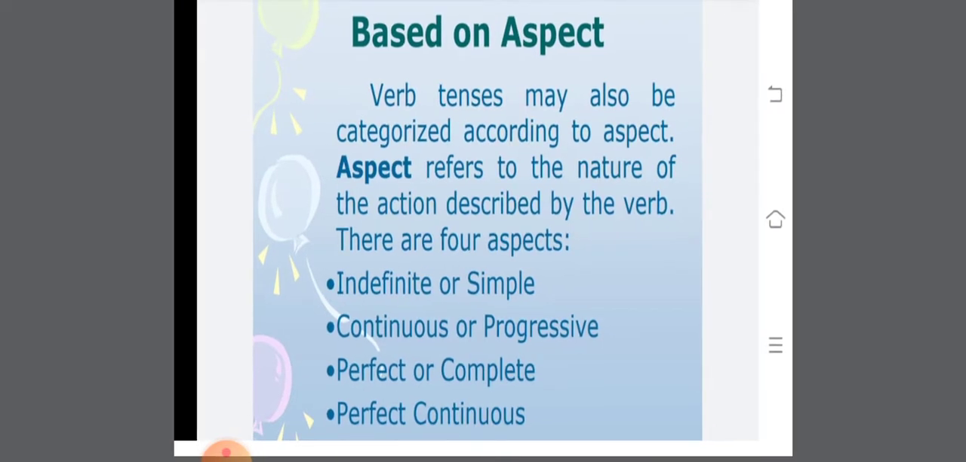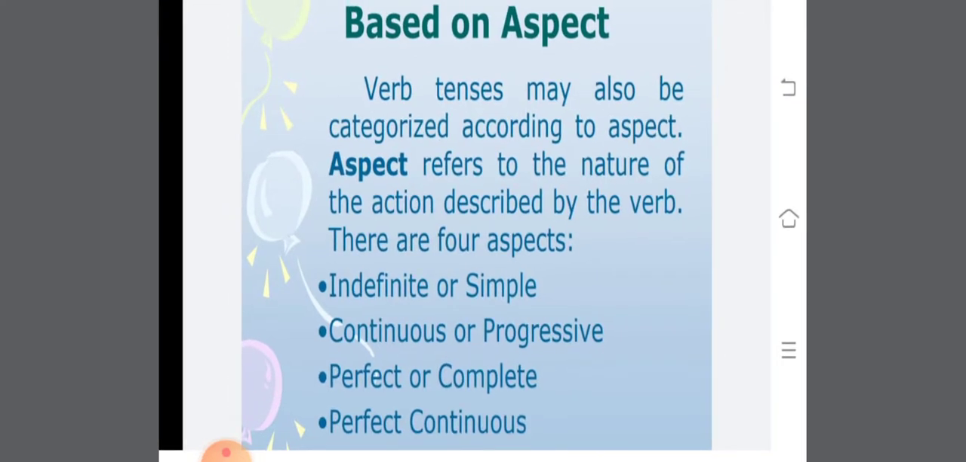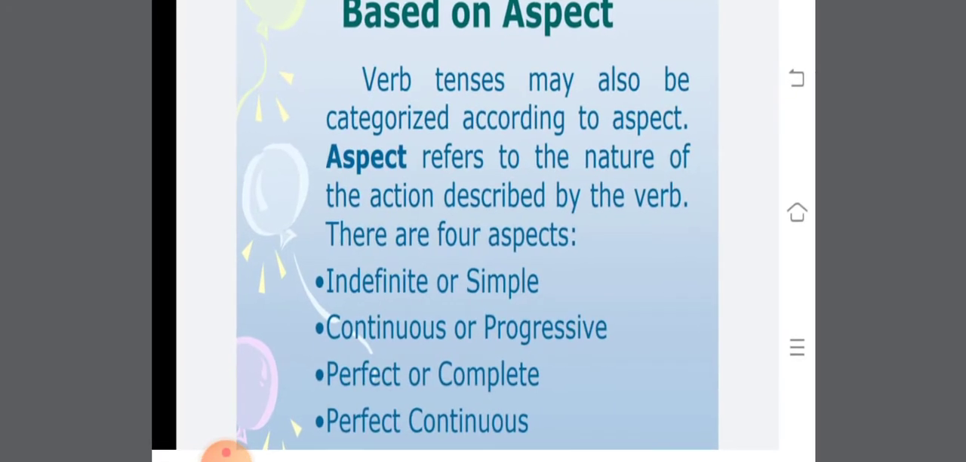Or if the sentence is like मैं स्कूल गया, I have gone to school. So to express different aspects, we need different frames or different categories of tenses, and that's why this present indefinite, continuous or progressive, perfect or complete, and perfect continuous.